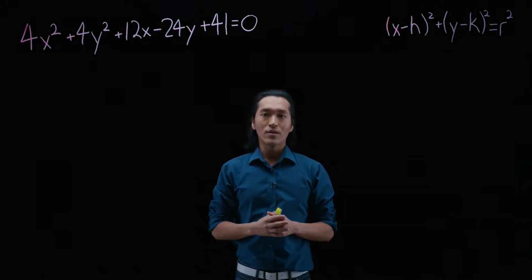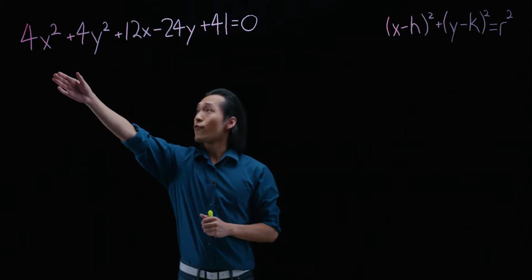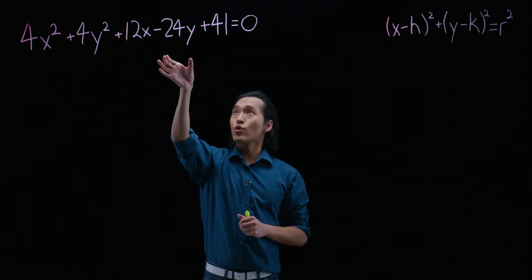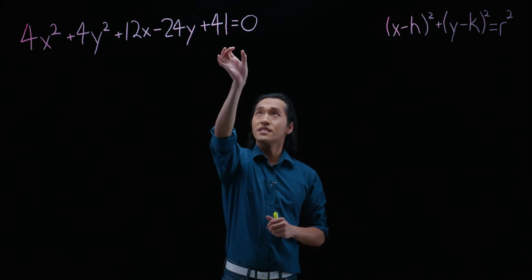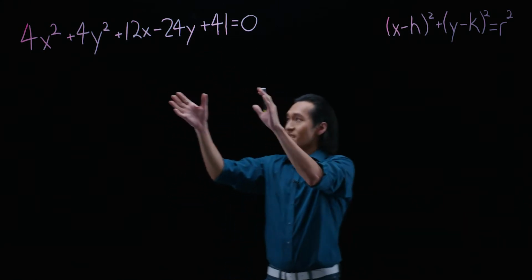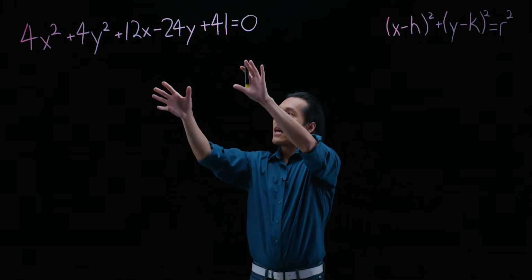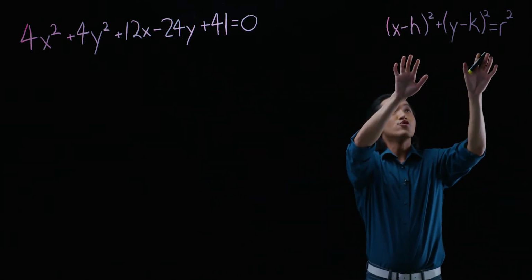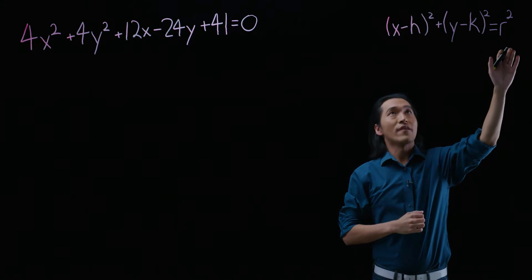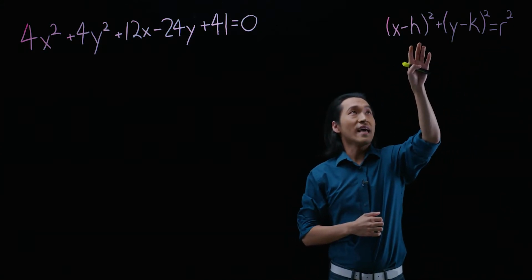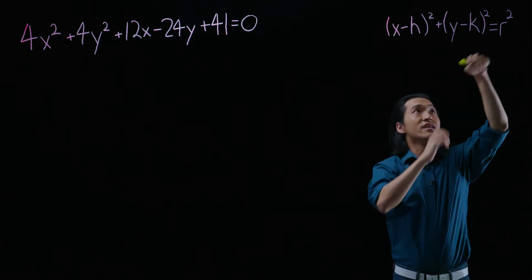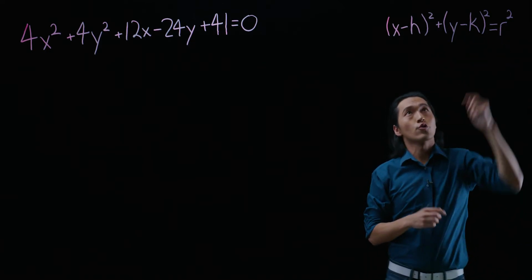Hi, I'm David. So for this problem, we're given an equation, 4x squared plus 4y squared plus 12x minus 24y plus 41 is equal to 0. And they're asking us to take this and move some things around in order to make it into the standard form for graphing a circle, which is (x minus h) squared plus (y minus k) squared equals r squared.